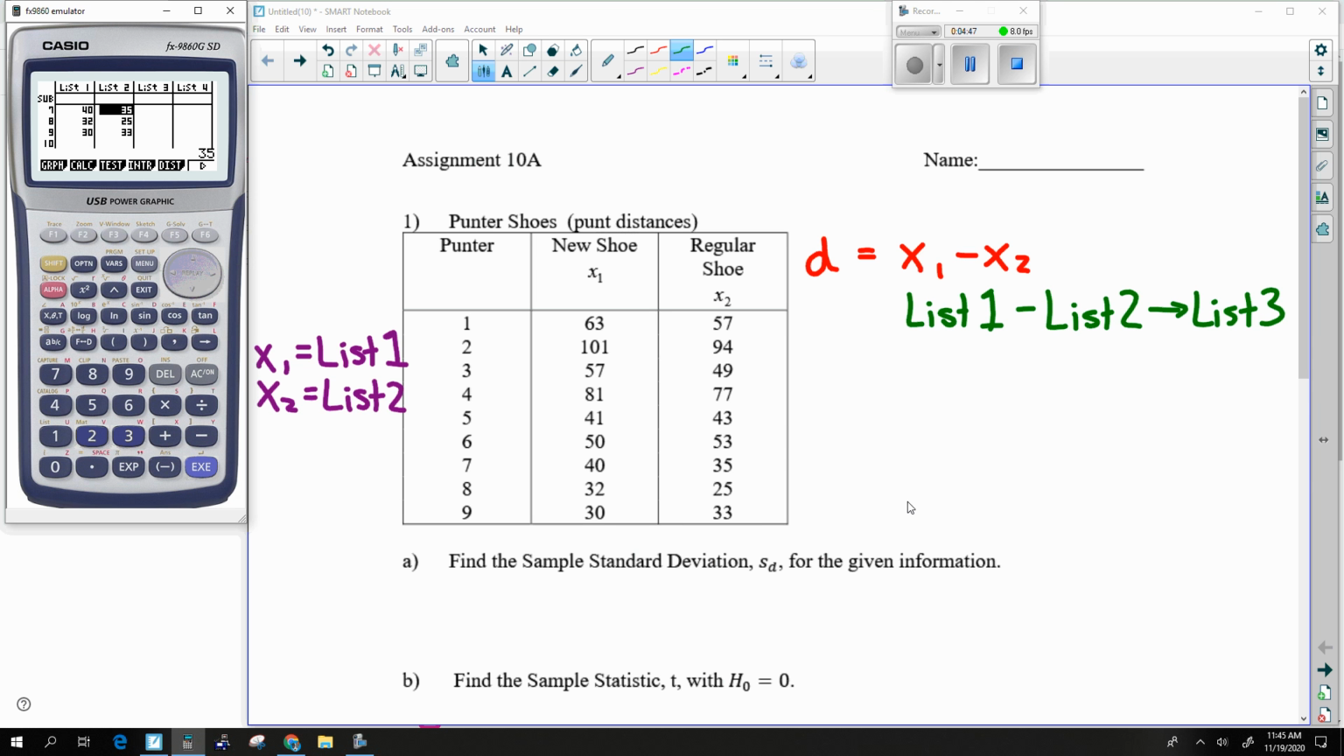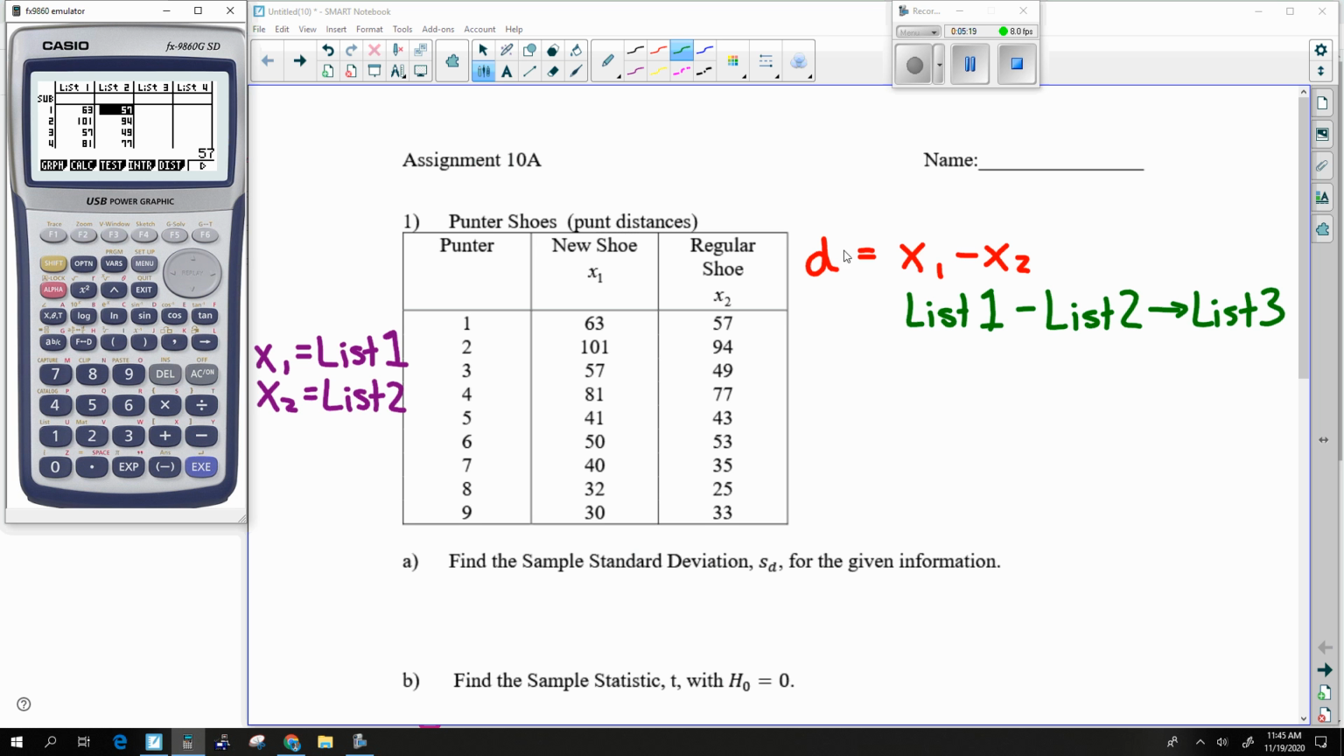Again, arrow through that, make sure you didn't make a mistake. If you did make a mistake, that's not a big deal. Obviously make sure you correct it. What's really vitally important, though, is that you don't mess up the order of these numbers. So 63 has to match up with 57. 101 has to match up with 94. It's really vitally important that the 1 corresponds to 2.